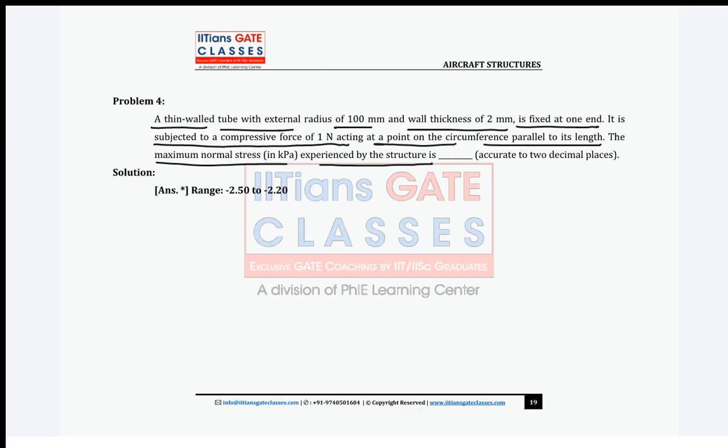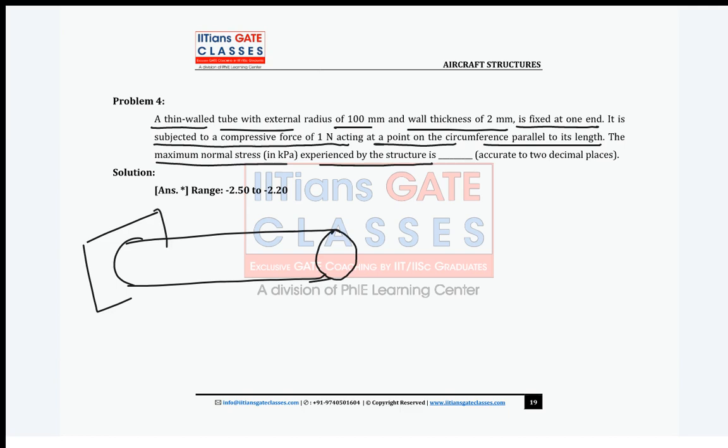So what is given? There is a thin walled tube. Okay. This is the thin walled tube, fixed here. Now, what is told? There is a 1 Newton acting on the circumference, and it's a compressive load and parallel to its length. So, we know, parallel to its length means parallel to axis. So, where is the axis of this tube? This is axis. Clear? Yes or no, guys? So this is how this is acting.